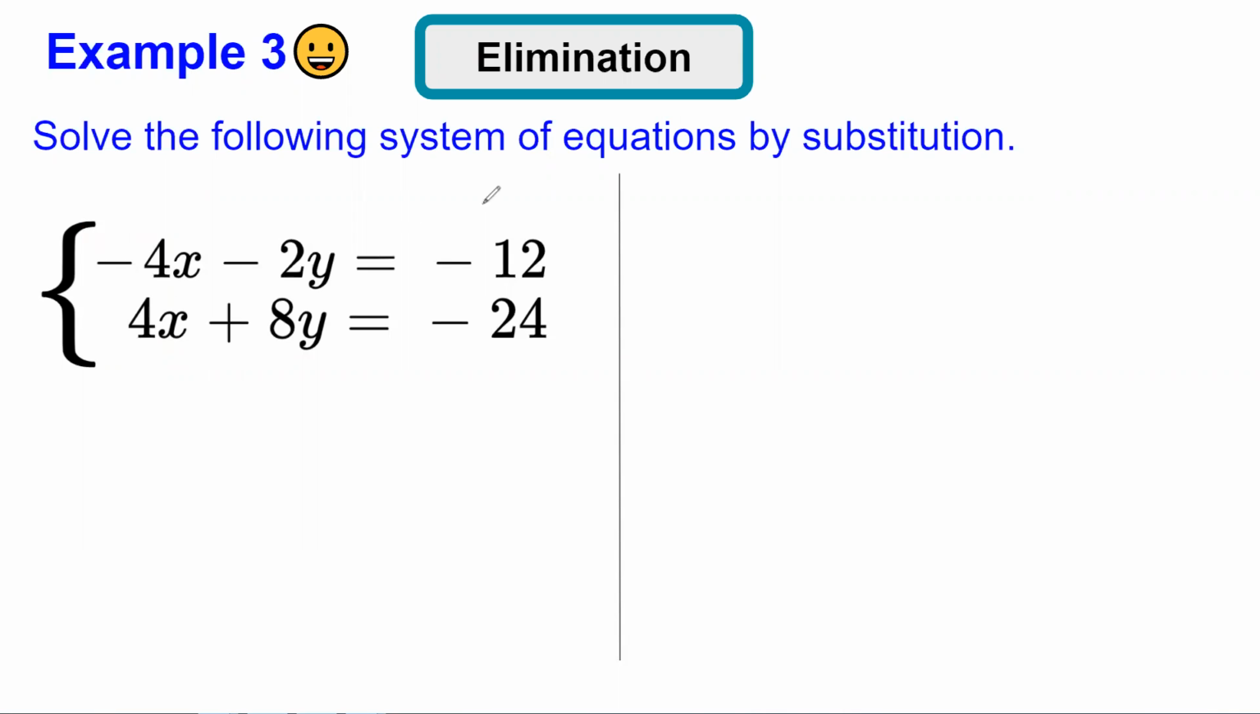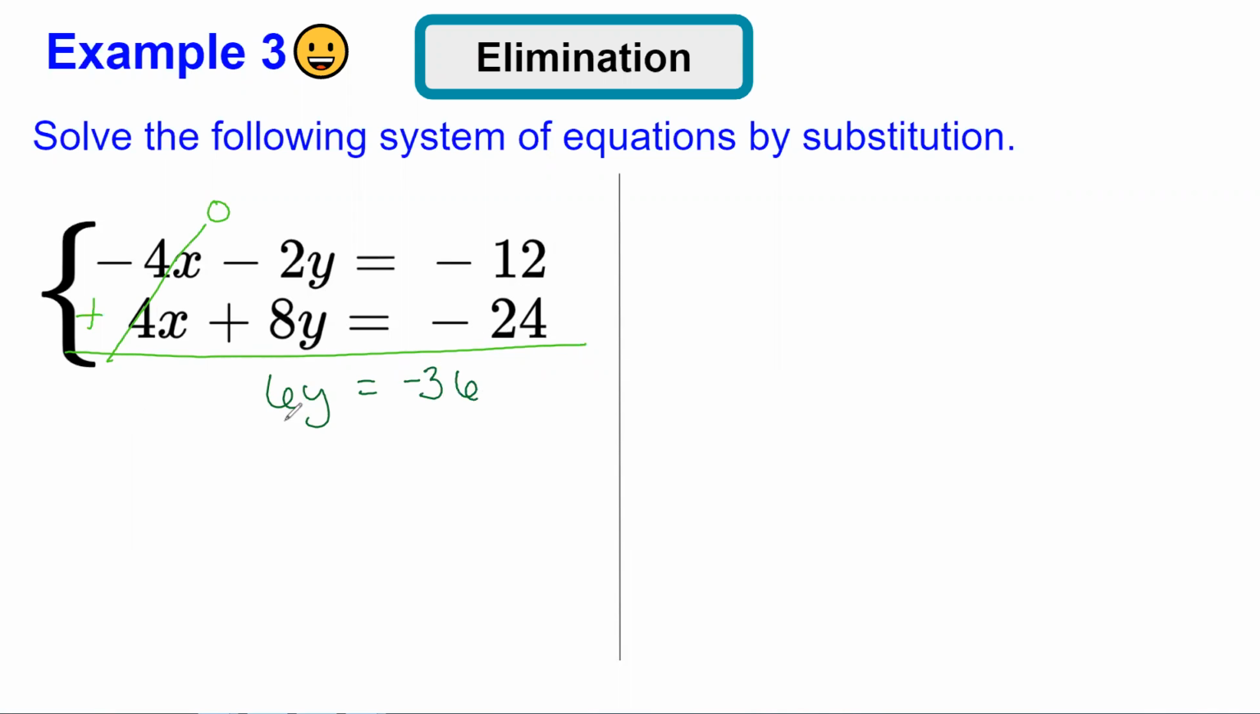So what we're going to do here is add my 2 equations. I have -4x plus 4x gives me 0. So it's negative 4 plus 4, 0. Now we have negative 2y plus 8y. Negative 2 plus 8, positive 6y. And negative 12 minus 24, negative 36.